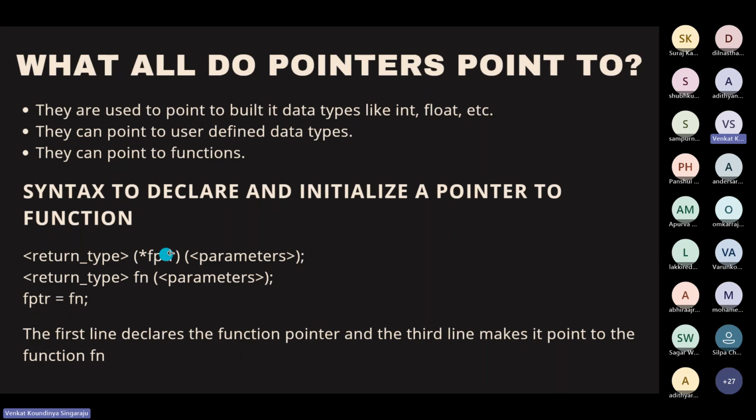And fptr is a function pointer. So since we want to make it point to this fn function, we should give the return type of function fn, the various parameters that the function fn takes. And in order to tell the compiler that this is the function pointer, we use star fptr and we enclose it within brackets. And how do we initialize it and make fptr point to the function? We simply do fptr equal to fn, and we don't need to use any ampersands here. This is a bit different compared to initializing a pointer to other variables.